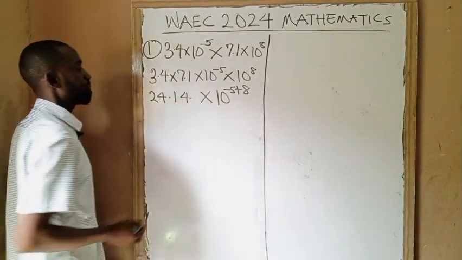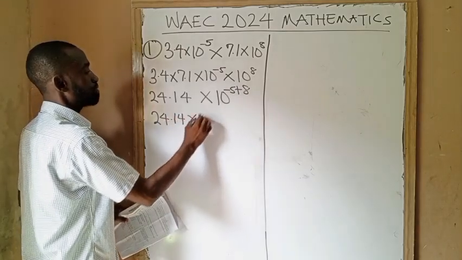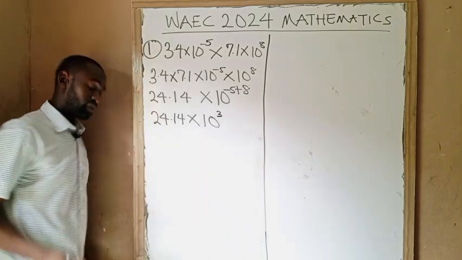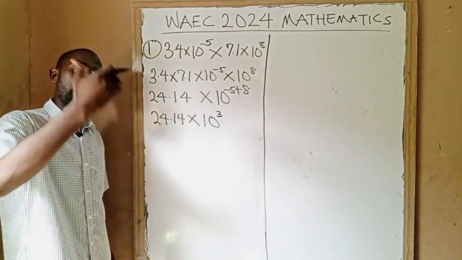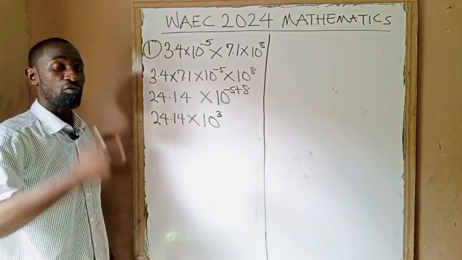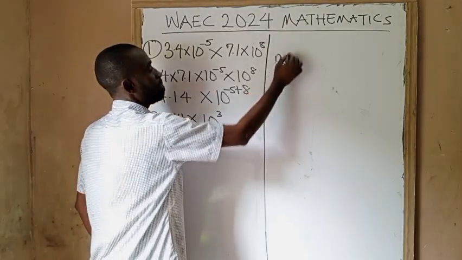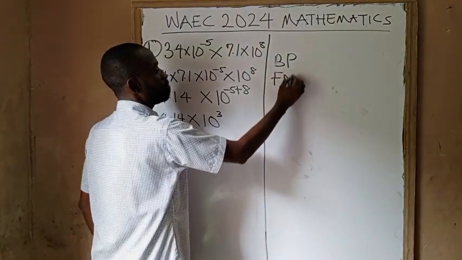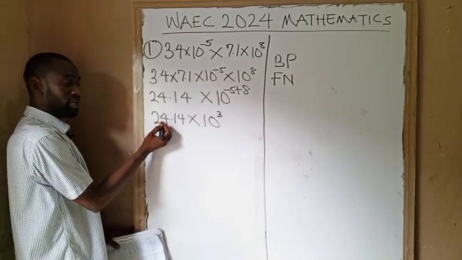So here we'll be having 24.14 multiplied by 10 raised to the power minus 5 plus 8, which is 3. Now class, under standard form, when we move backward, the power of the 10 will be positive, and when we move forward, the power will be negative. So just remember BP, backward movement is positive, then FN, forward movement is negative. So here, I'm going to shift from this place to this place.